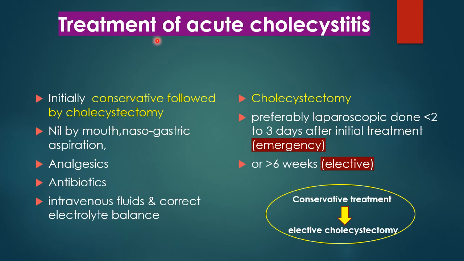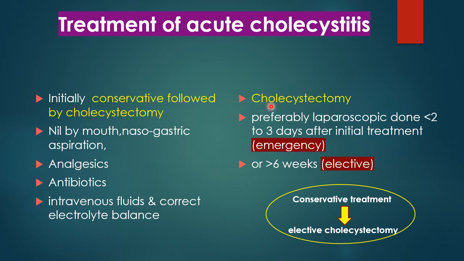Treatment of acute cholecystitis. There are 2 phases. The first phase is conservative, initial treatment, followed by cholecystectomy. Okay, the initial treatment includes keeping the patient nil by mouth, inserting a nasogastric tube to aspirate the stomach, adequate analgesia, broad spectrum antibiotics, then intravenous fluids to correct the fluid and electrolyte imbalance, as the patient may not have been feeding and may have repeated episodes of vomiting.